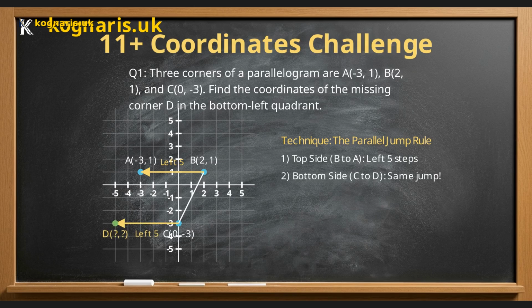Start at C, which has an x-coordinate of 0, and jump left by 5 steps. 0 minus 5 gives us -5. Since this is a horizontal jump, our y-coordinate stays the same at -3. This places corner D at coordinates (-5, -3). Let's write down these steps.